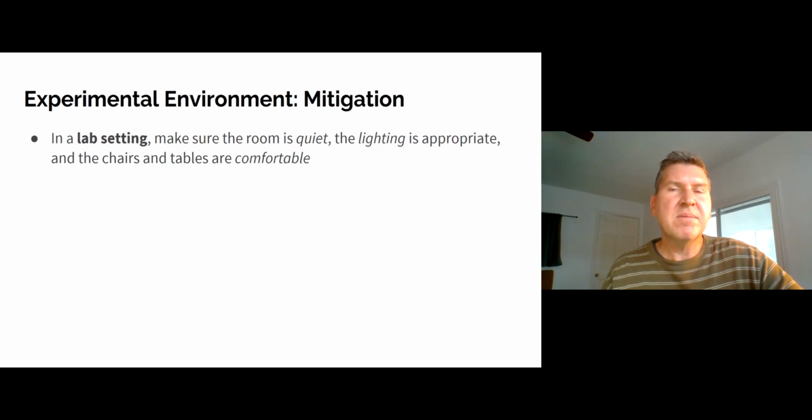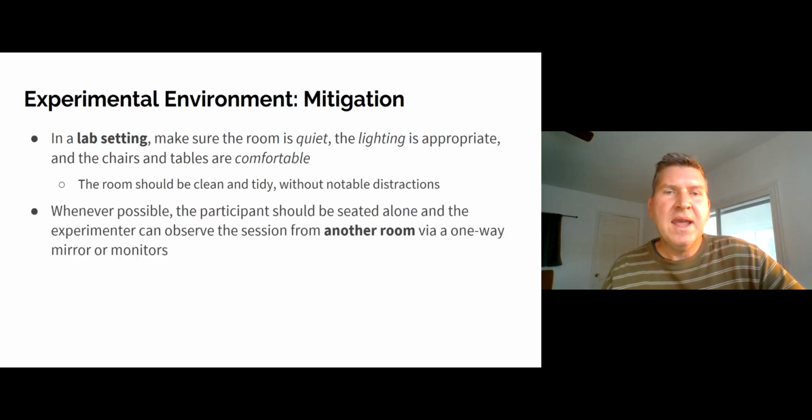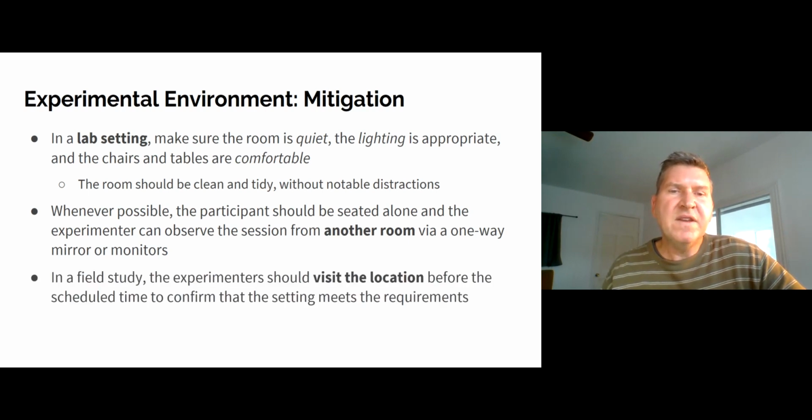So let's talk about how we can mitigate these. In a lab setting, it's obvious. We want to make sure it's quiet, good lighting, everything is comfortable, clean and tidy without distractions. And whenever possible, you should try to seat them so that they're not feeling like they're being observed. So this could be from another room. And in a field study, you should visit the location first to make sure that the setting's going to be appropriate.